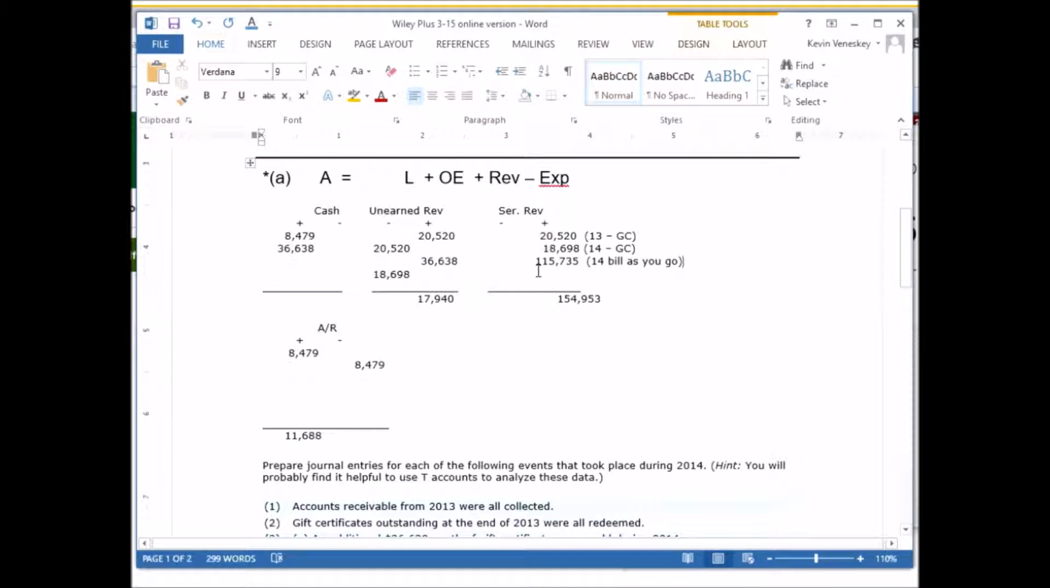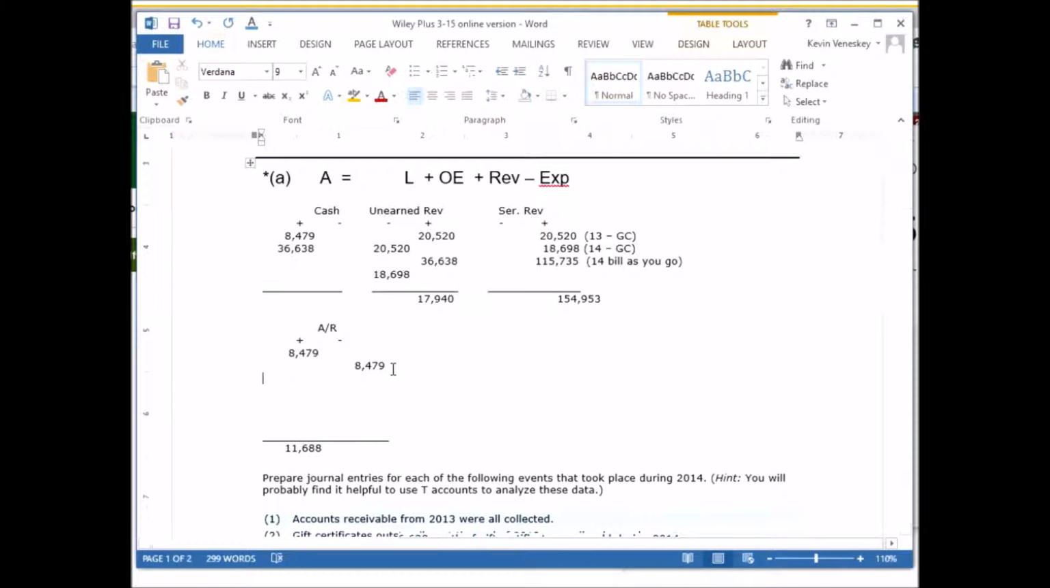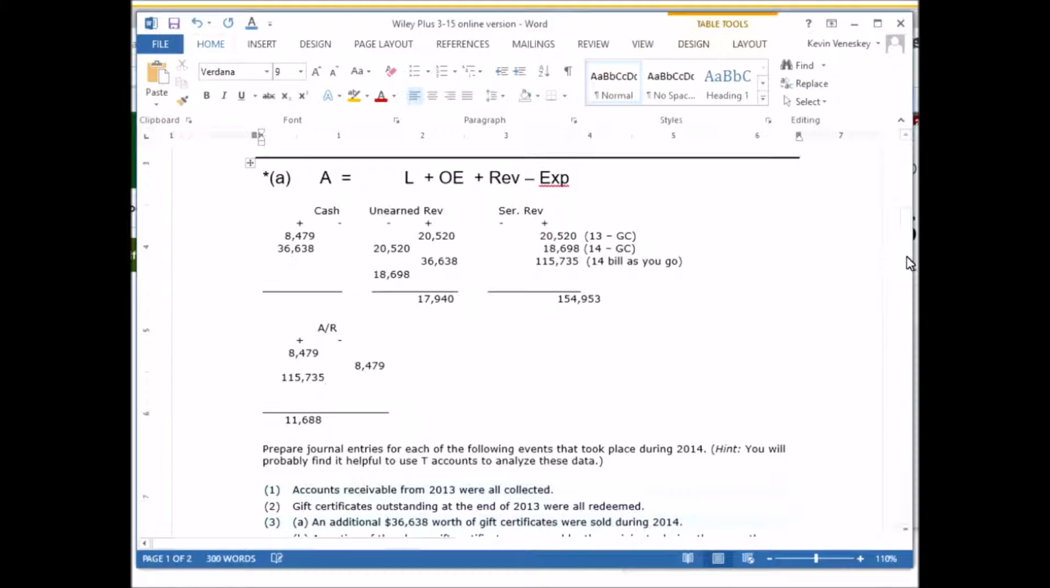These guys were all pay ahead of time. These guys I billed as they went and used it. They did not pay ahead of time. Now if I'm billing them, that's the debit question. What did the business get? I got a promise to be paid. And remember, we call that an account receivable. So I come down to my account receivable, and we have 115,000 coming in the near future.